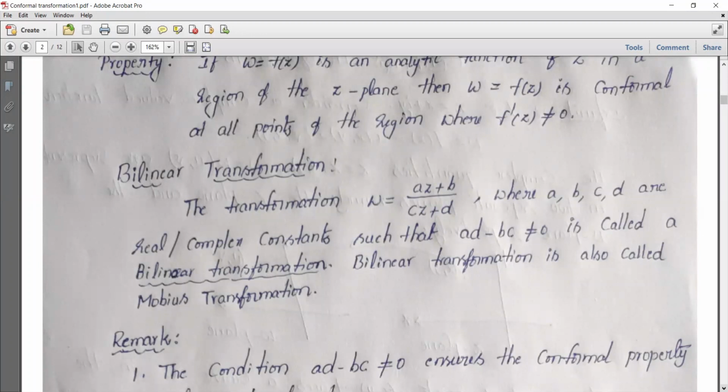mappings or transformations, what I said, the transformations are W is equal to z square, W is equal to e power z, W is equal to z plus 1 by z, and the bilinear transformation. Using these transformations, we can easily rotate all the lakhs of photos at once, and then we can rotate those lakhs of pictures according to our angle. So that is the major importance of studying this conformal transformation. That is the application of this conformal transformation.